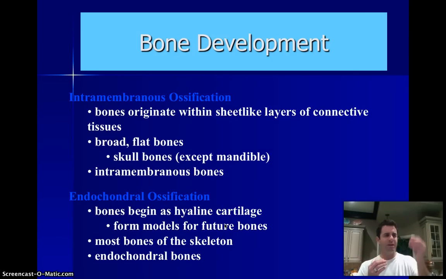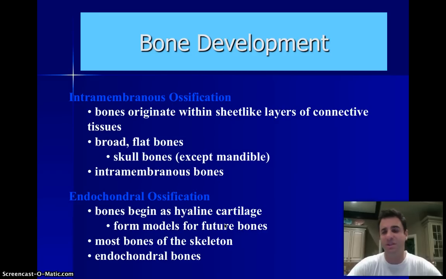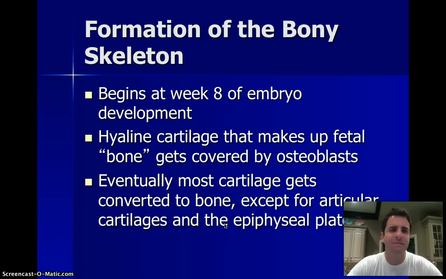Endochondral ossification is when you have a long bone, or most of the bones of the skeleton in fact, but you add some cartilage, and then you convert that cartilage to bone. You ossify it, and then you add some more cartilage, and then you convert that cartilage to bone. So it's creating a model or scaffolding for what the bone's going to look like, and then converting it into bone. And that's also with connective tissue, specifically hyaline cartilage.